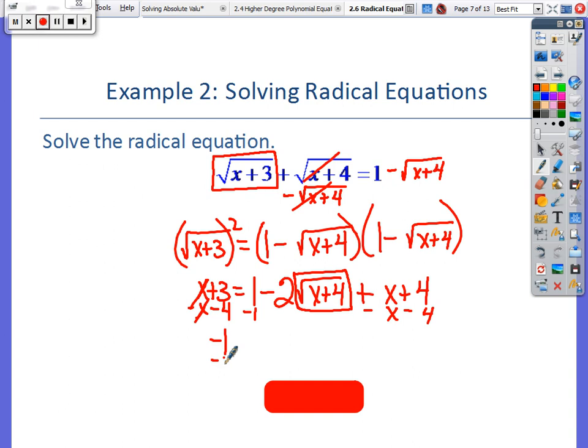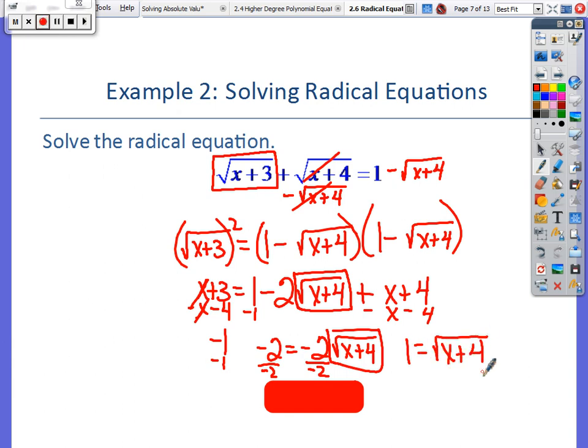I got to subtract another one. So I end up getting -2 equals -2 square roots of x plus 4. I still don't have that radical by itself because that multiplication of -2 is in the way. So I go ahead and divide both sides by -2. And there we go. We get something that's very much manageable.